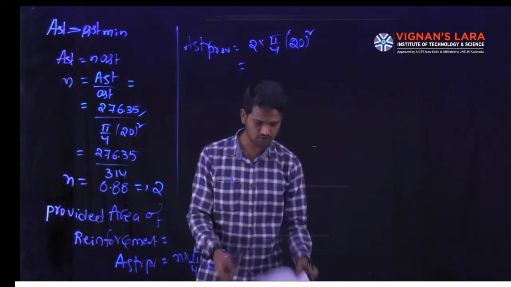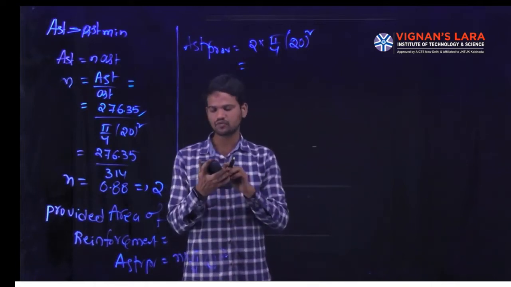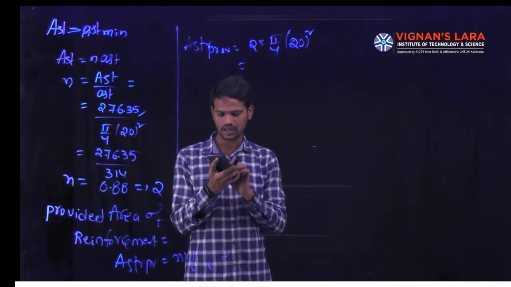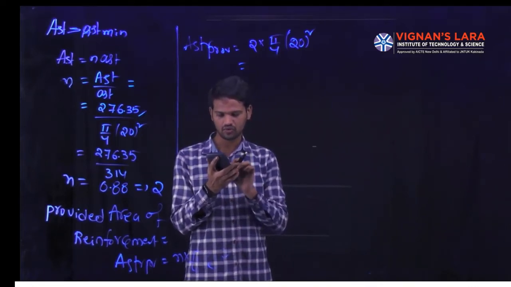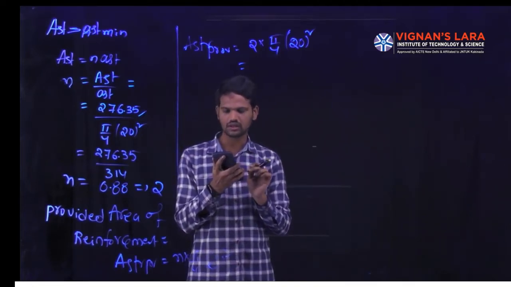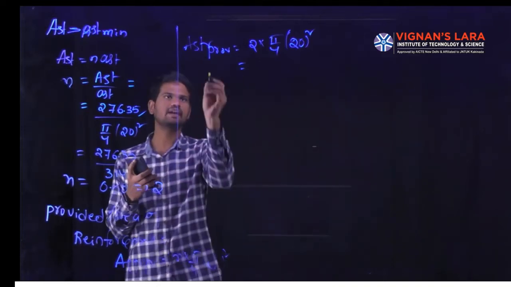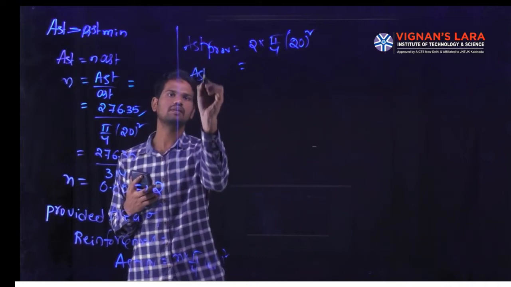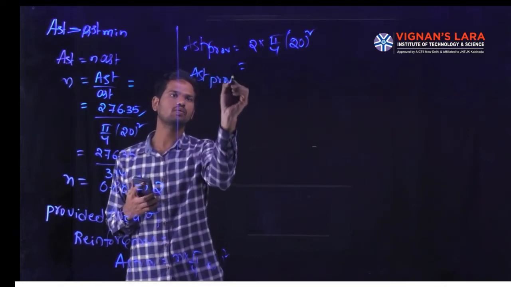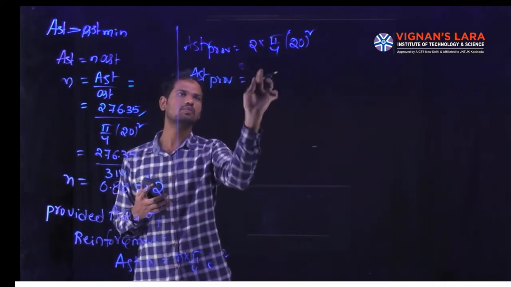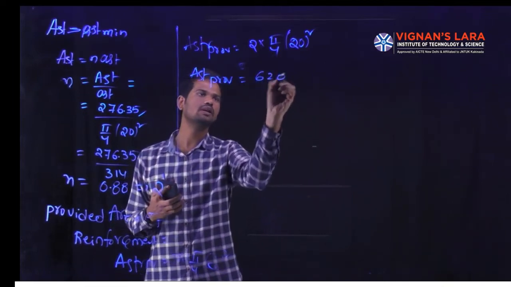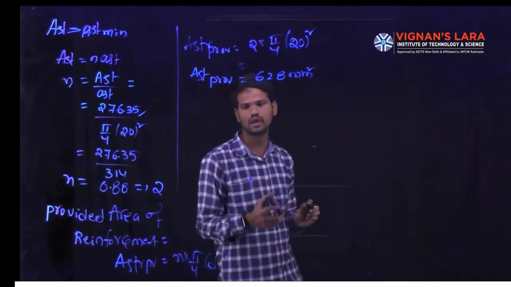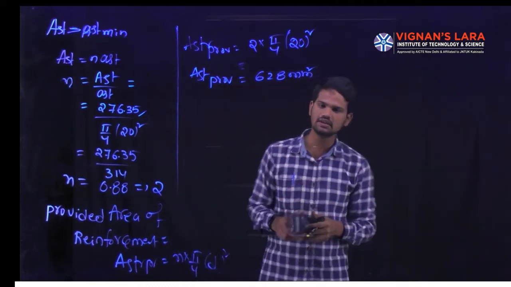Area of the steel reinforcement provided. I am calculating it as 2 into pi by 4, that is 0.785, into 20 whole square. The area of the steel provided I am getting as 628 mm square. That means the area of the steel provided is equal to 628 mm square. This is how we calculate the area of the steel reinforcement.